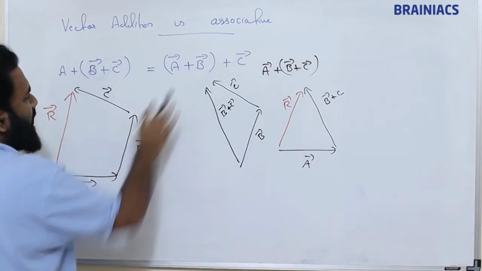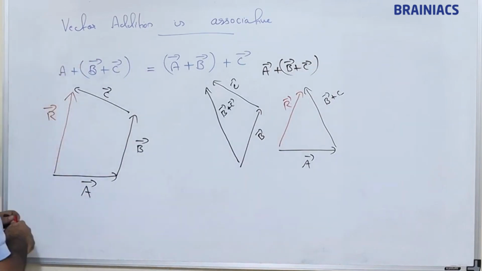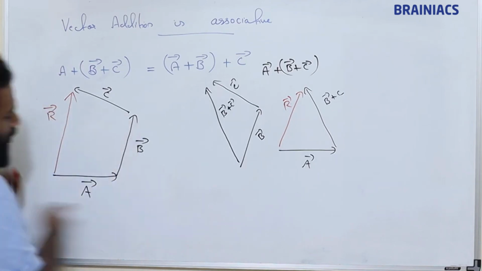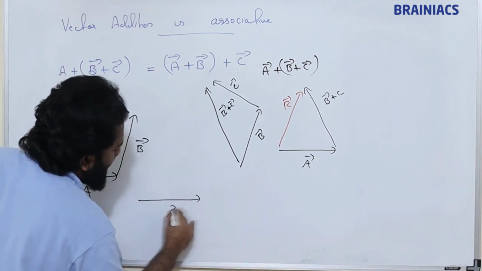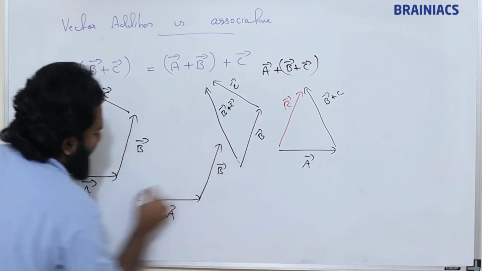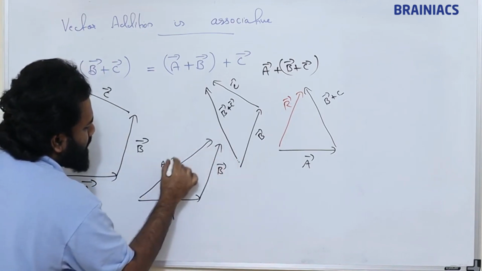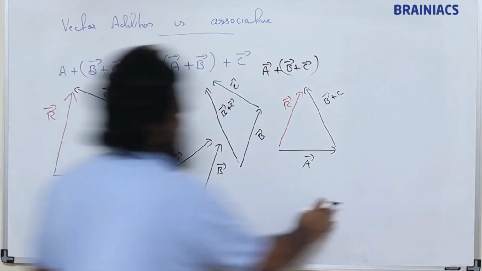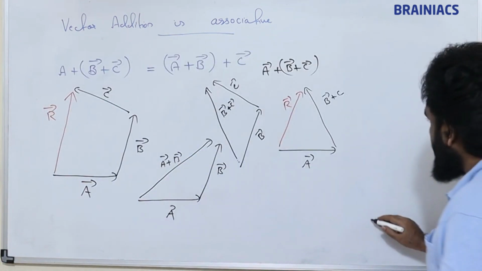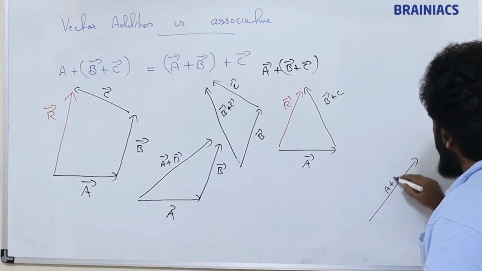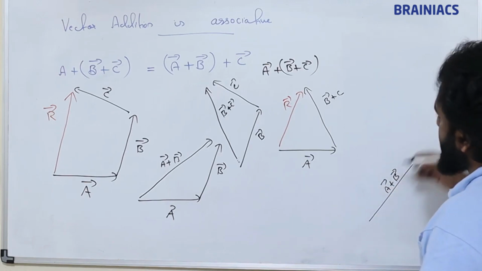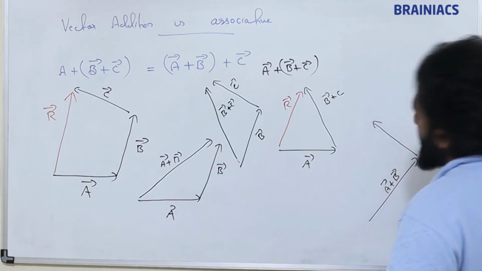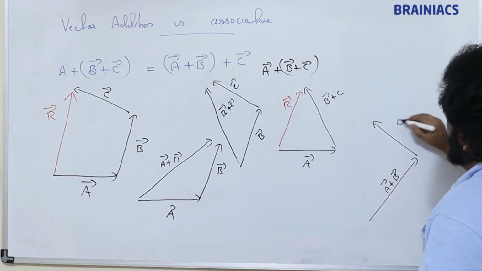Okay, now we will do this. What is the resultant of A plus B? This is A, this is B. The resultant will be like this, so that also we will draw. Vector A, and this is vector B. The resultant of vector A plus B is this. Now this one, if we add with vector C, that we will see here. So this is vector A plus B. Where is vector C? Vector C is here. So we are going to add it like this. So this is vector C.